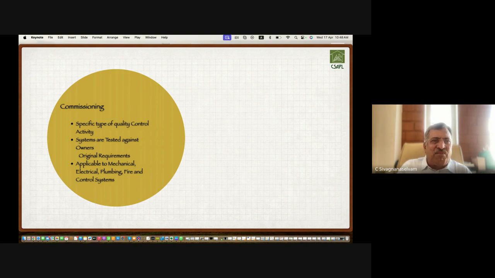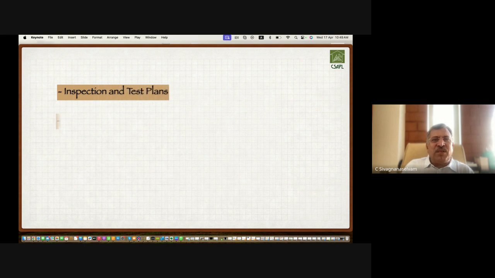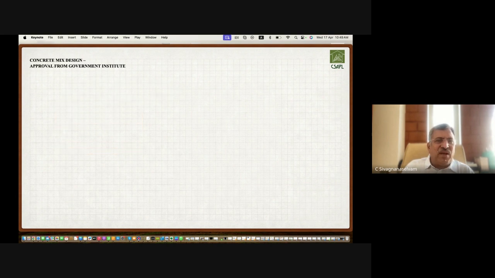So the quality of a building depends not only on the material, manpower, machinery or the design, it also needs the right kind of statutory approvals in place. This is also part of the quality of a building, because there may be buildings which cannot be put into real use because they lack these approvals. So these statutory approvals are also part of the quality. As for inspection and test plans and how to write them, we have already discussed that.